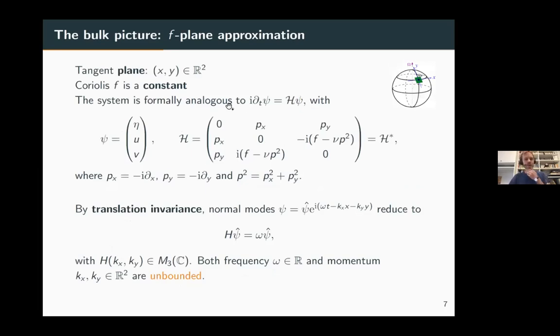Okay, so now we'll try to build the bulk picture with respect to what I've said at the beginning. To that, we will simplify the problem as much as possible and start with a translation invariant model. So we will consider a tangent plane at some latitude where the Coriolis force is just a constant parameter. And so we will work in a plane.